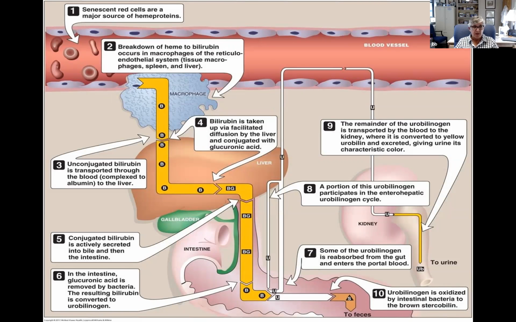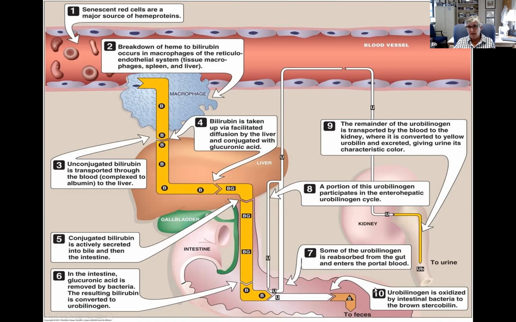In the intestine, glucuronic acid is removed by the bacteria and the resulting bilirubin is converted to urobilinogen down here. Some of the urobilinogen is reabsorbed from the gut and enters the portal blood up here. A portion of this urobilinogen is then in the enterohepatic urobilinogen cycle. The remainder of the urobilinogen is transported by the blood to the kidney, where again it is converted and excreted in the urine, giving the urine the characteristic yellow color.